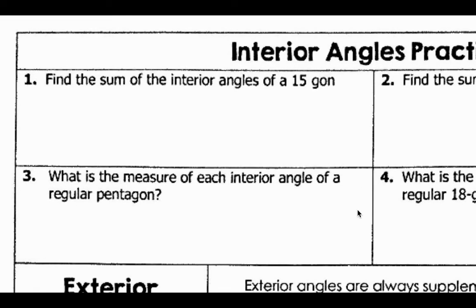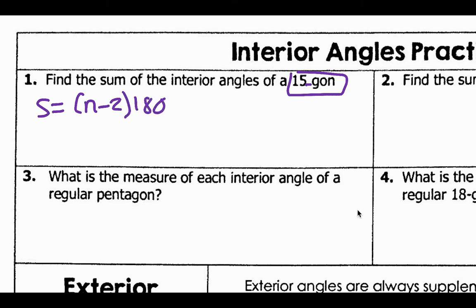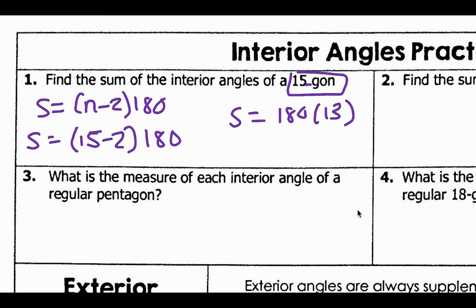So the first question I'm getting here is the sum of the interior angles of a 15-gon. A 15-gon just means that it's a 15-sided polygon. So we had a formula for this, right? We said that S is equal to n minus 2 times 180. That's going to be 15 minus 2 times 180. So S is going to be equal to 180 times 13. And I'm going to let you put that in your calculator. And we should get 2,340 degrees for our answer.